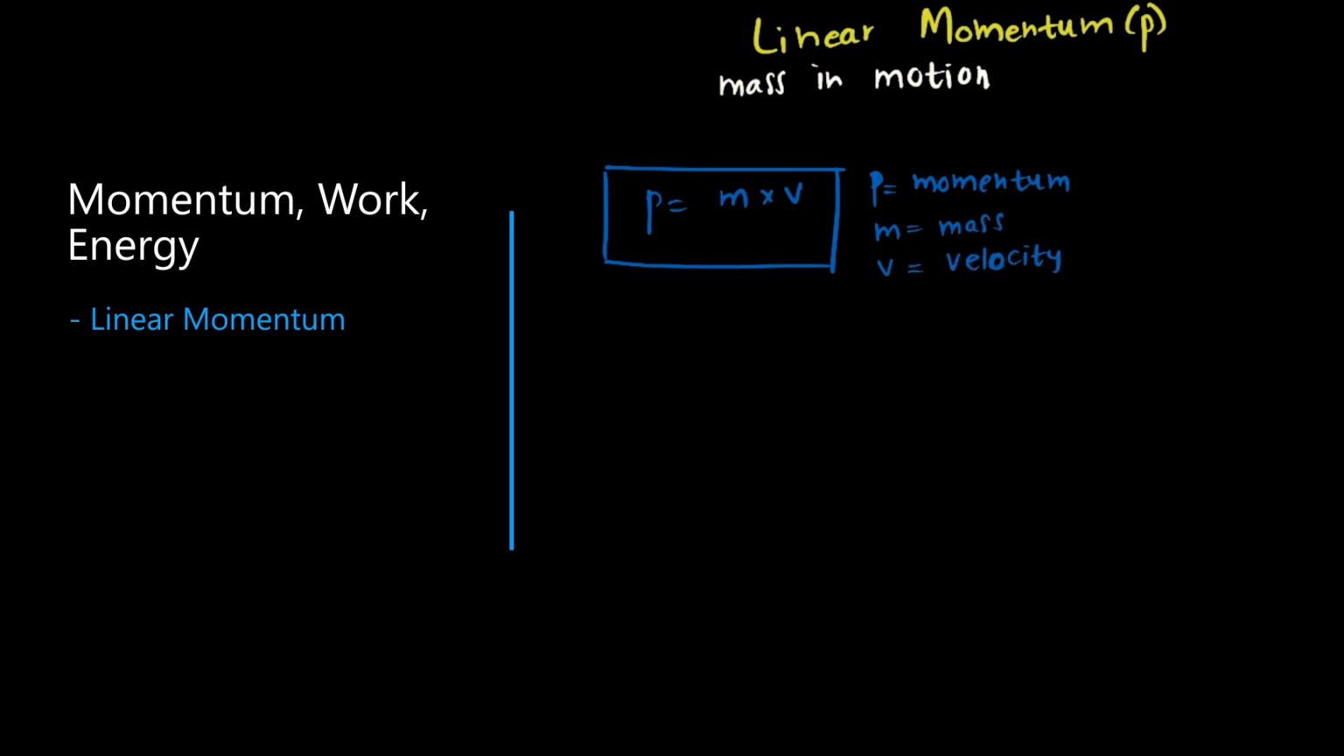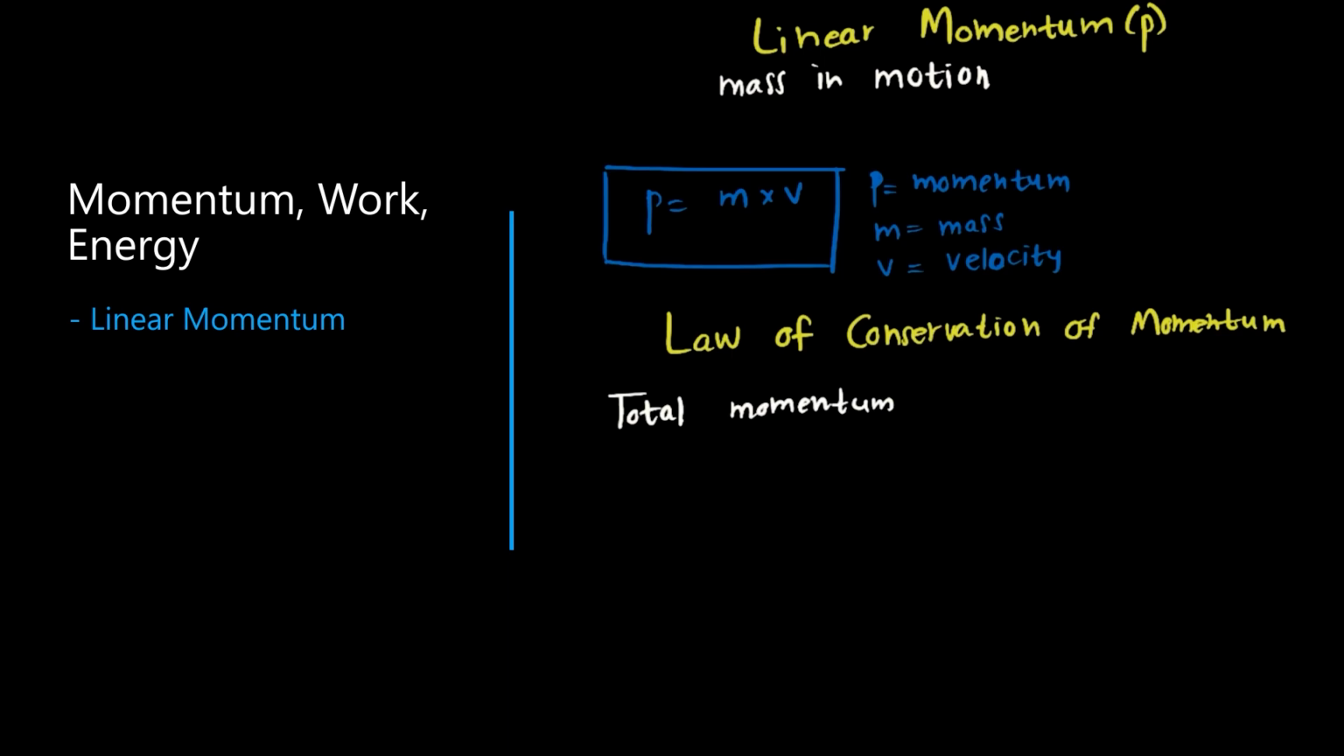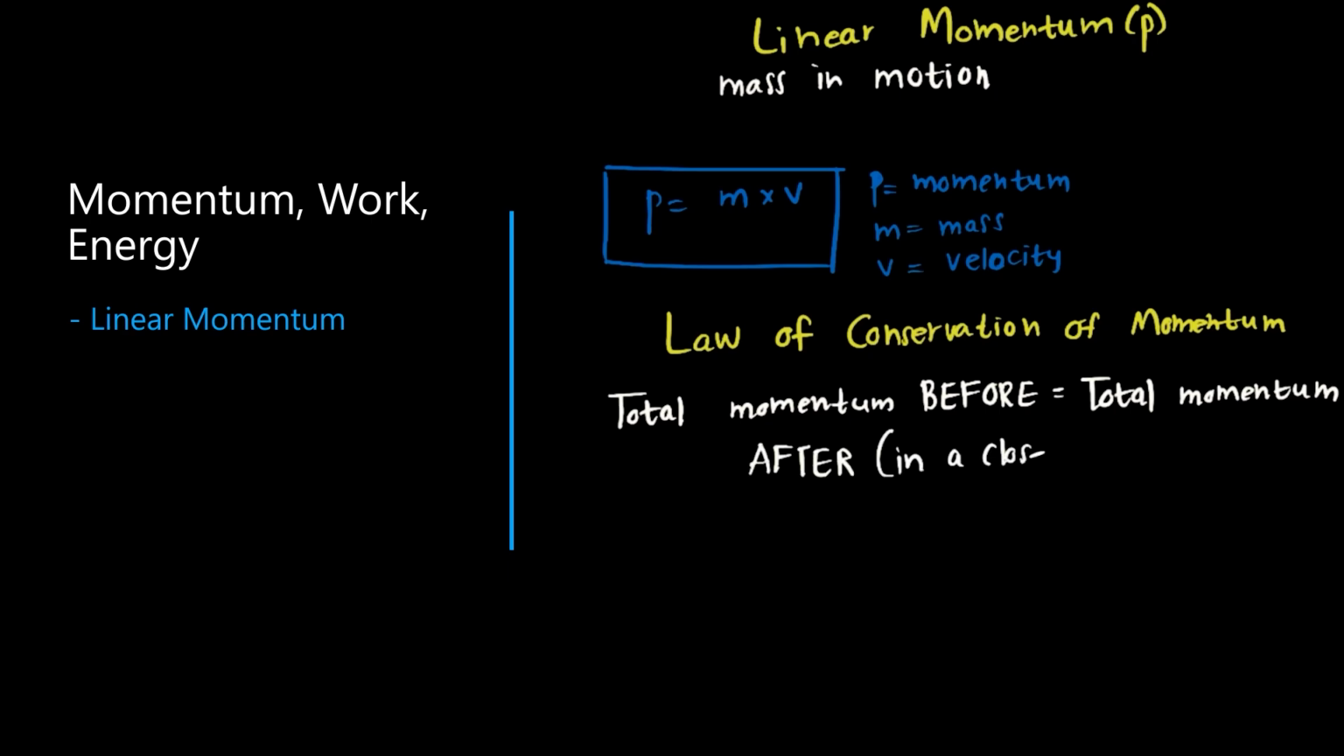A train moving at 20 miles per hour has vastly more momentum than a bicycle at the same speed because of its enormous mass. This is why it takes a train a very long time to stop. One of the most fundamental principles related to momentum is the law of conservation of momentum. This law states that in a closed system, where no external forces are acting, the total momentum before a collision is equal to the total momentum after the collision. Momentum can be transferred from one object to another, but the total amount remains constant.